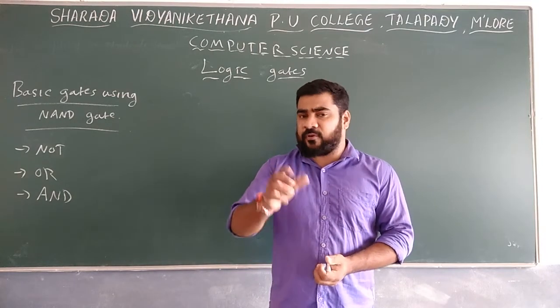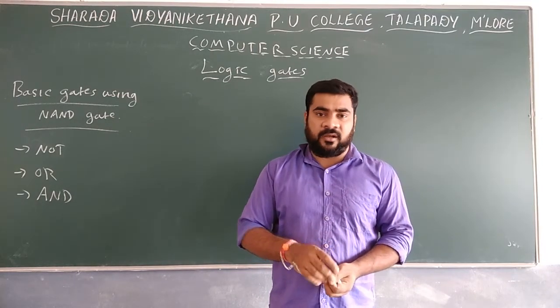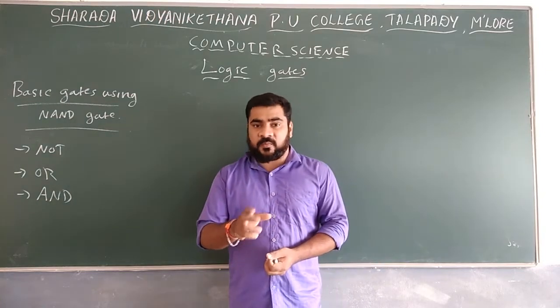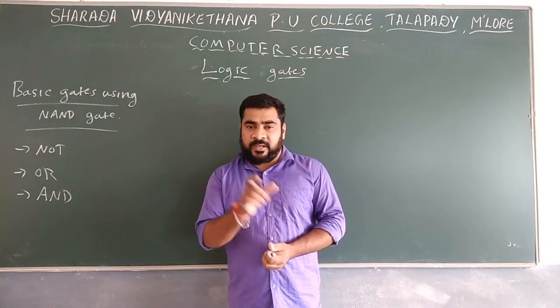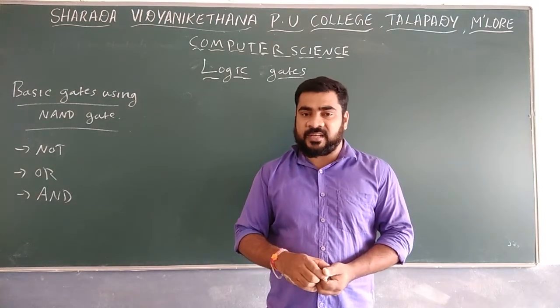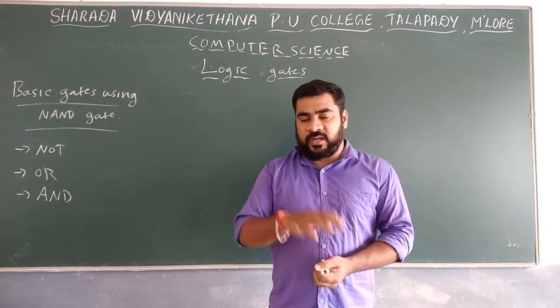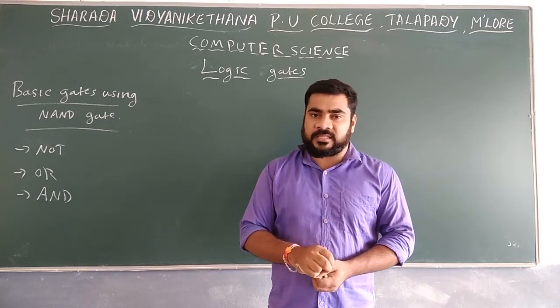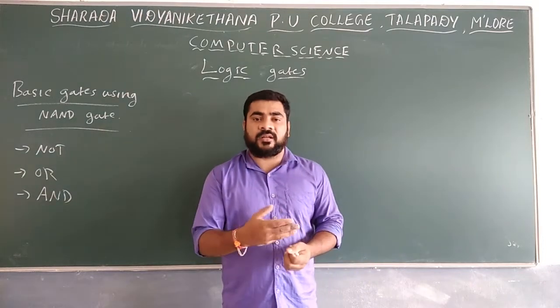NAND gate. If you take the NAND gate, that is known as a universal gate. Universal gate means by using the NAND gate it is possible to construct any other gates. By using only the NAND gate, it is possible to construct any other types of gate. So that is a universal gate. Mainly two types of universal gates are available: one is the NAND gate, one is the NOR gate.